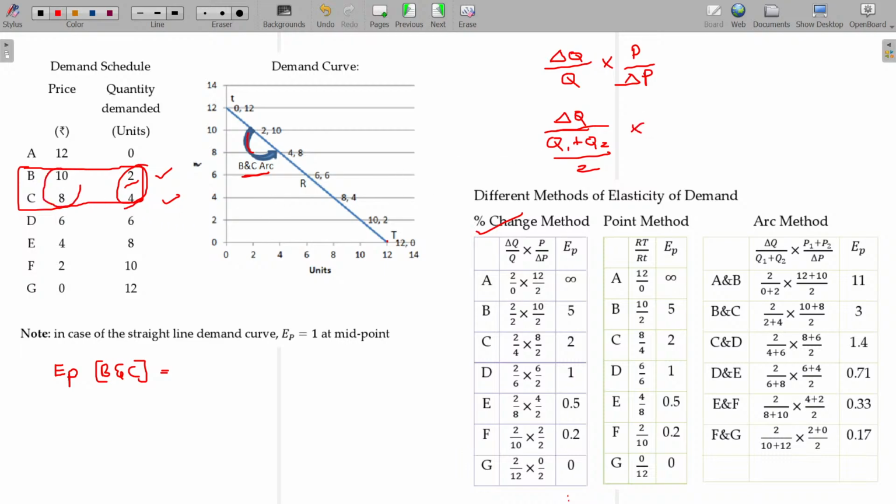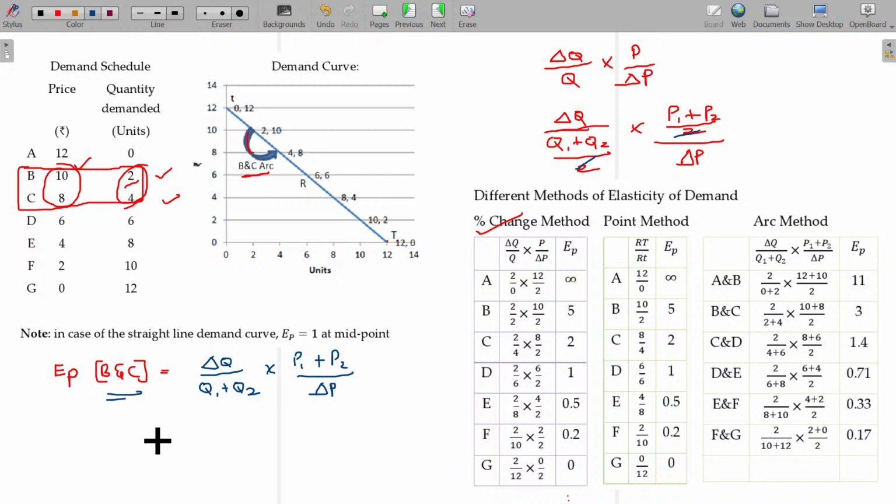Similarly, price also we can take the average of these two. So we can name the first one price first and the second price second. So (P1 plus P2) divided by 2. That's how we can take. Divided by change in price. Then the 2 will by default cancel. So the ultimate formula here is change in quantity divided by (Q1 plus Q2) into (P1 plus P2) divided by change in price.